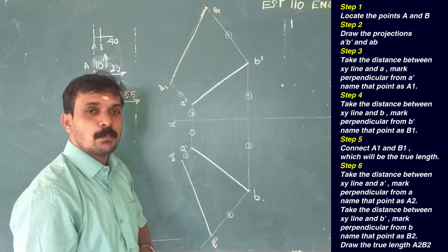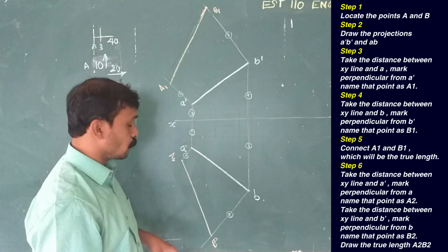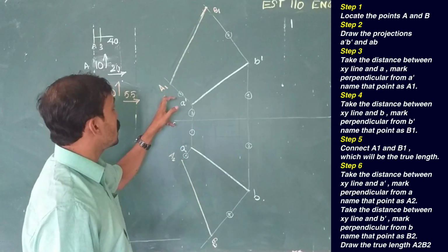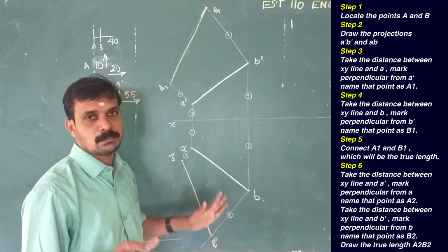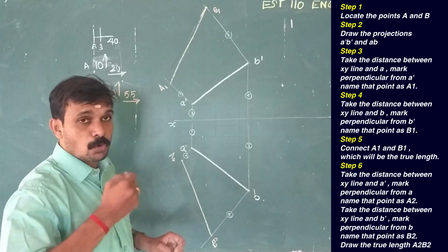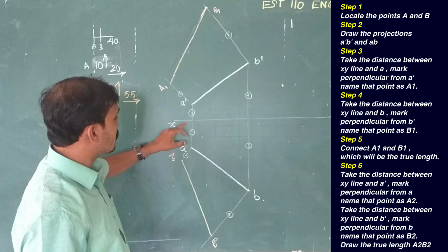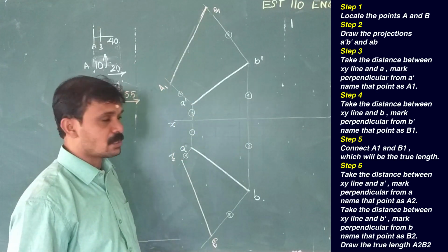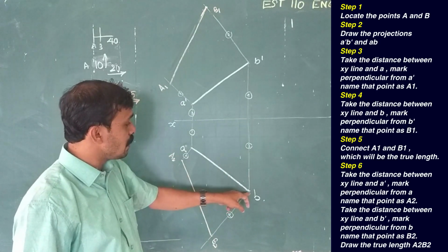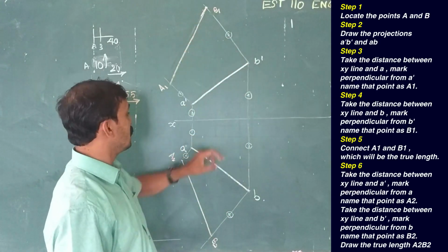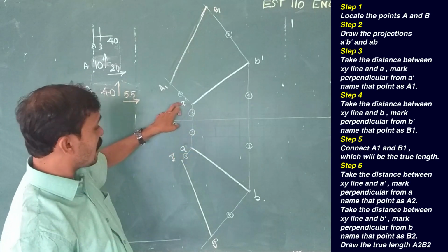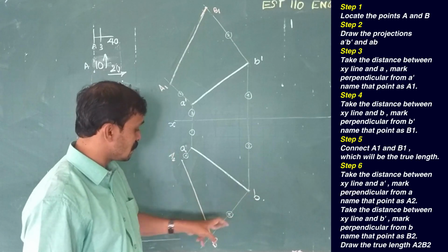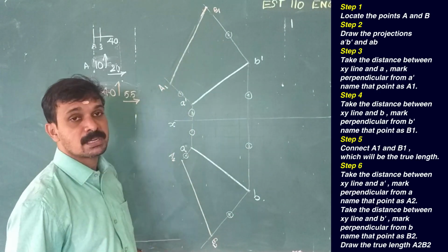So we have obtained both the true lengths A1 B1 and A2 B2. If you are doing the problem in the correct manner, A1 B1 and A2 B2 will be the same. So for obtaining the true length, take the distance between xy and A, mark the distance on a perpendicular through A dash. Take the distance between xy and B, mark the distance from B dash. Take the distance between xy and A dash, mark the distance from A. Take the distance between xy and B dash, mark the distance from B. So that we have obtained the true length.